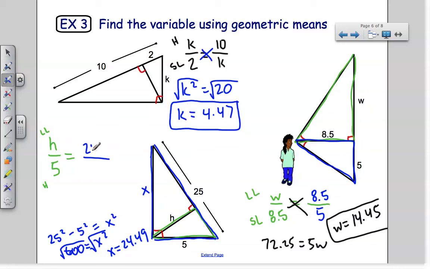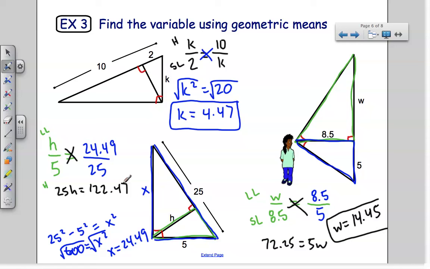Whew, so now I do have the longer leg of this big triangle. It's 24.49, the answer I just got. And the hypotenuse of this big triangle is 25. I'm looking for H. It should be a little less than 5 here. Let's cross multiply, figure out what it is. Here I have 25H equals 5 times the 24.49. You get 122.47 about, and I'm dividing by 25.